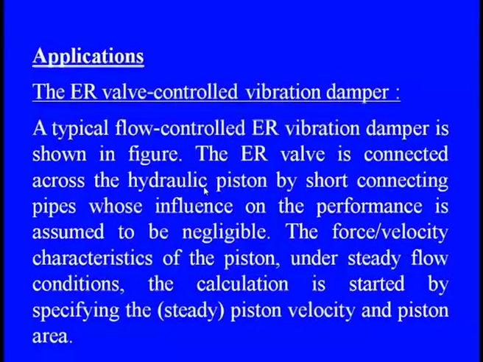Even the ER valve can control the vibration damper, so we can control the vibration according to the damper feature. A typical flow control ER vibration damper can be connected to the hydraulic piston by a short connecting pipe, whose influence on the performance is not so significant. And the force or velocity characteristic of the piston moving under steady flow conditions can be worked out, and under steady motion of the piston, the piston velocity and the area can be immediately formulated.